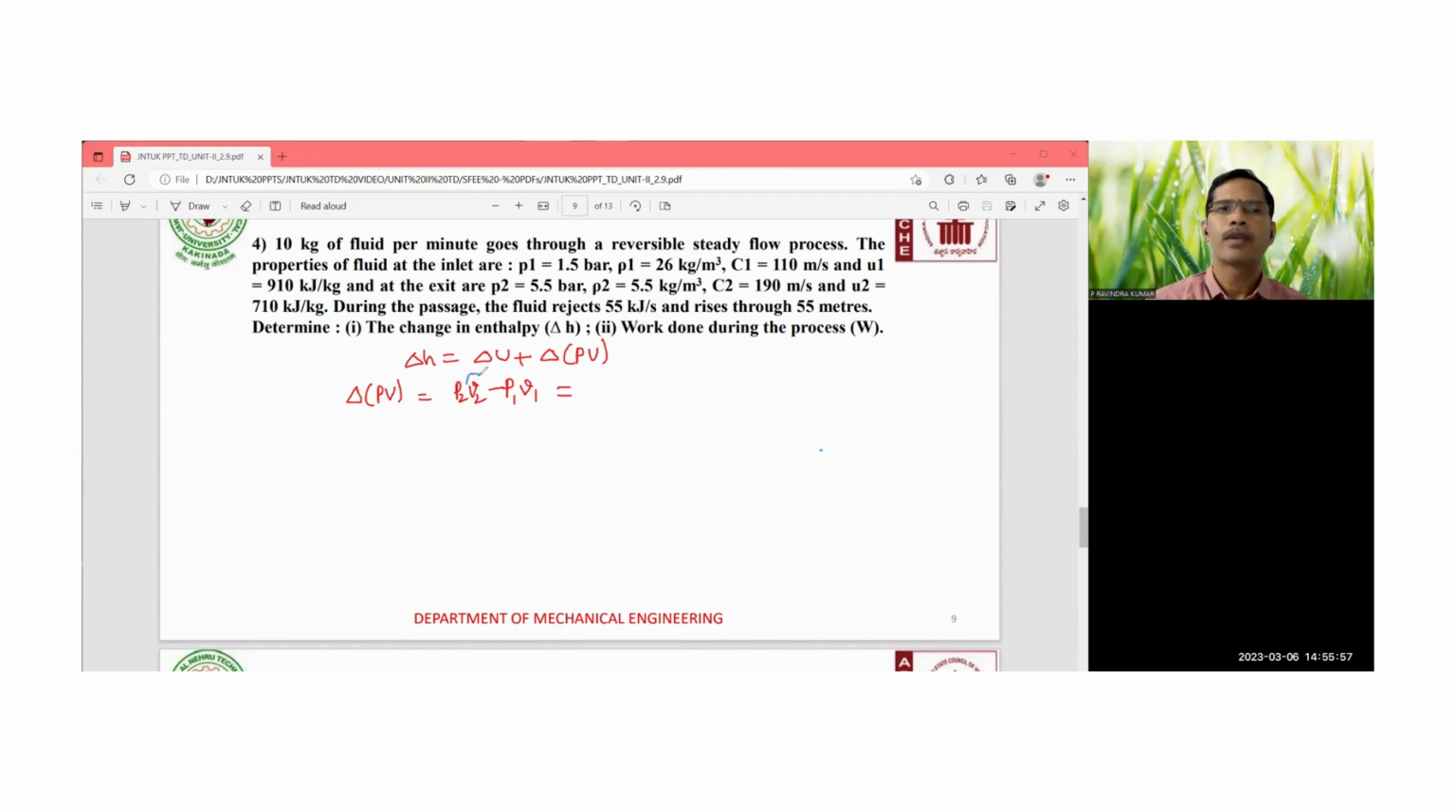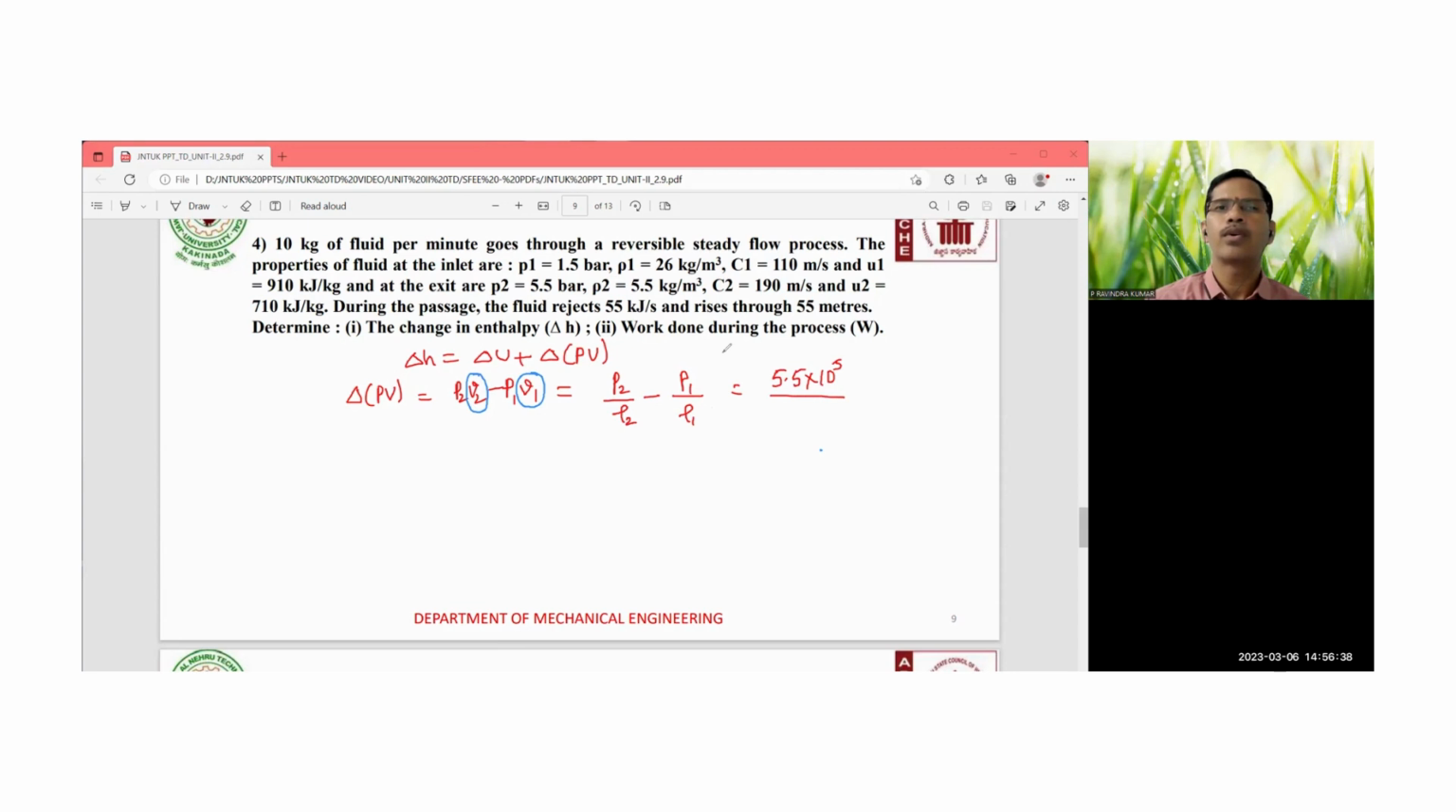So you need to focus on this particular step. Then how are you going to write it? That is P2 by rho 2, where rho is the density of the fluid. The reciprocal of the specific volume is nothing but the density, or the reciprocal of the density is the specific volume. So P1 by rho 1. And here the pressures are already given. P2 is equal to 5.5 bar, and 1 bar is equal to 10 to the power of 5 Newton per meter square.